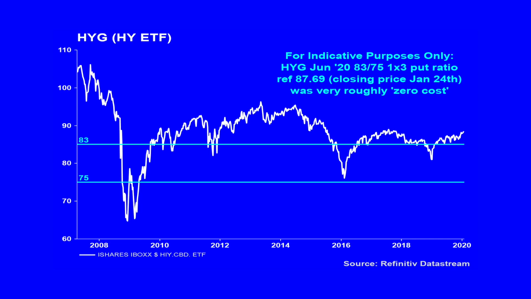And as well as the shares of MSCI and Moody's, we could just look at a ratio on something like a high-yield ETF like the HYG. So for instance, the HYG June 83.75 1x3 put ratio is around about zero premium. So what you do there is you sell the 83 strike and you buy 3 times the 75 strike. But remember, and here's that caveat, being short an option is not for everyone.